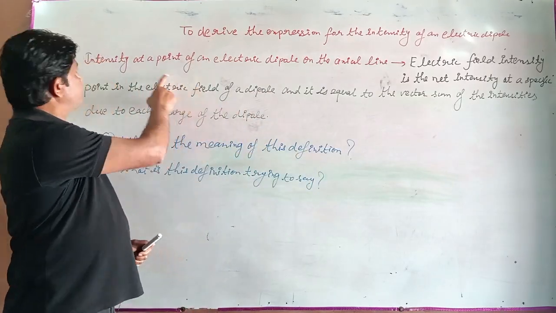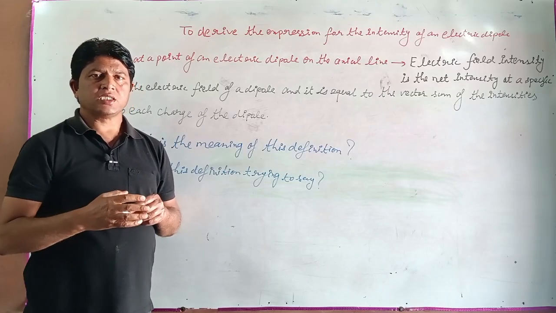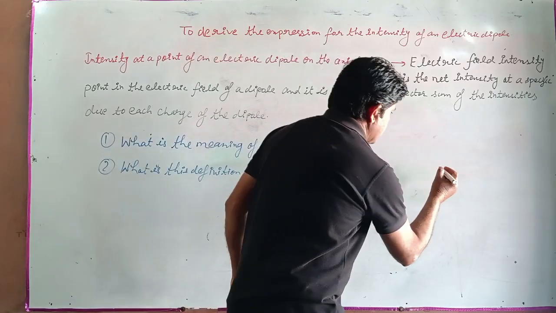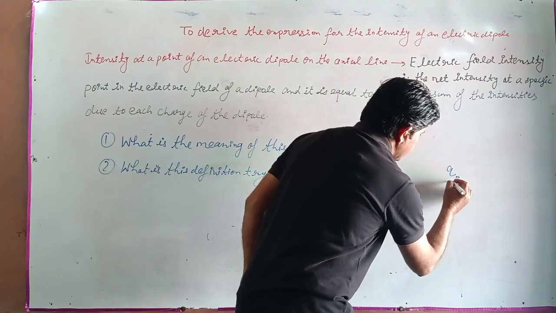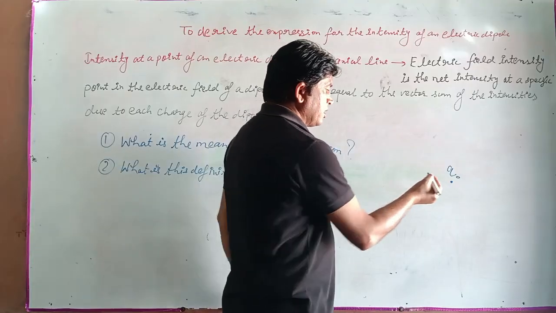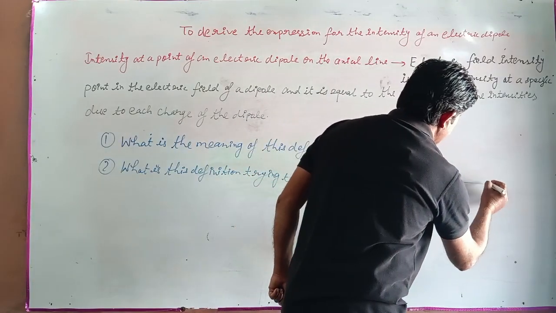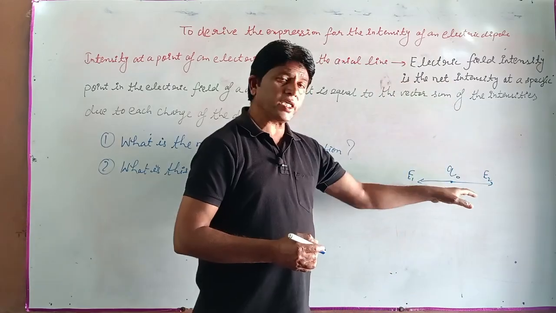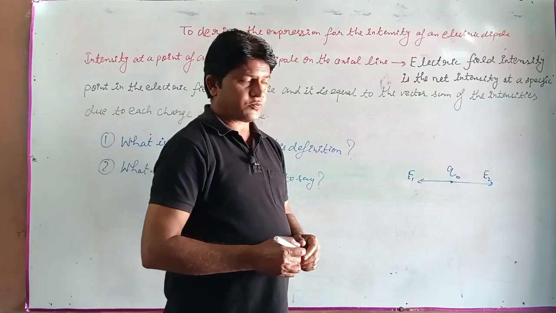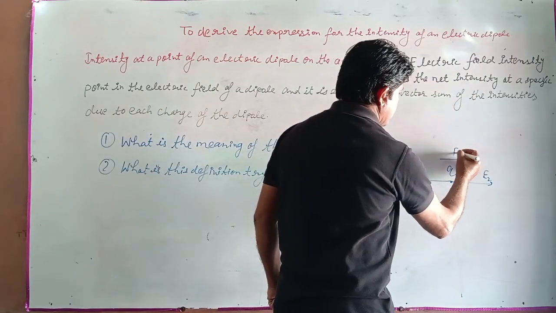So this definition is trying to say that when we place a test charge in the electric field of a dipole, such as let Q naught be a test charge, and this field has two intensities, number one is E1 and number two is E2. Due to these two intensities, a net intensity will act on this test charge, and that may have a direction from left to right like this.